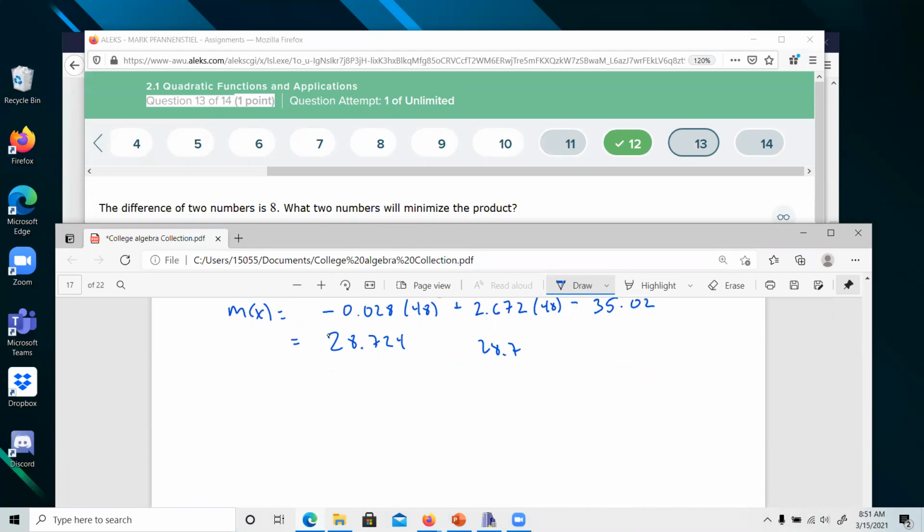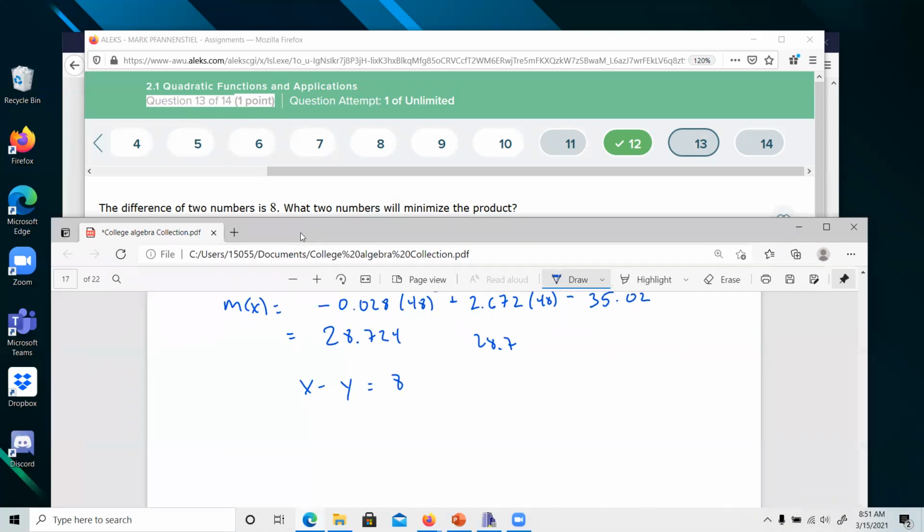All right, so the difference of two numbers: x minus y equals 8. That's the difference of two numbers, right? We subtract them. Which numbers will minimize the product? So we're going to say A is equal to x times y, and I'm expecting a parabola that is facing up. So we have a constraint and we have a problem. This is my constraint here, and this is what they will call the objective function.